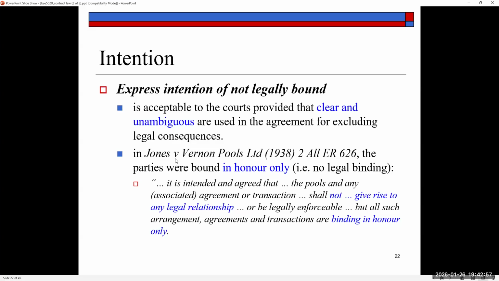As illustrated in the Jones case, in that case, the parties were bound in honor only. Bound in honor means no legal binding effect yet. So in that case, the statement is like, not give rise to any legal relationship. Not give rise to any legal relationship meaning not legally bound yet. The binding in honor only.